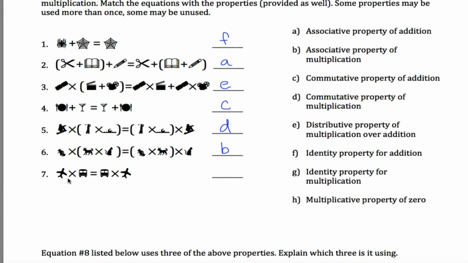And then this one, pretty straightforward. It's a lot like 4 in that plane times bus is the same as bus times plane. That's commutative. But since it's multiplication, it's the commutative property of multiplication, which is D.